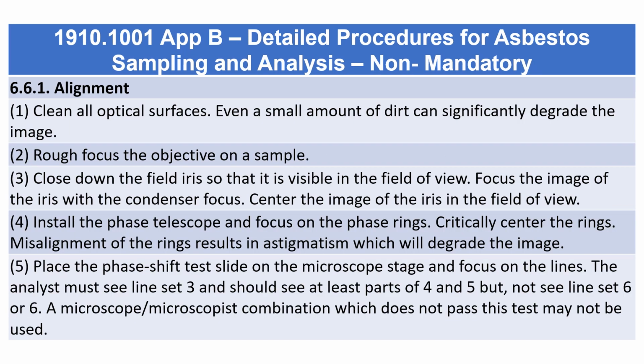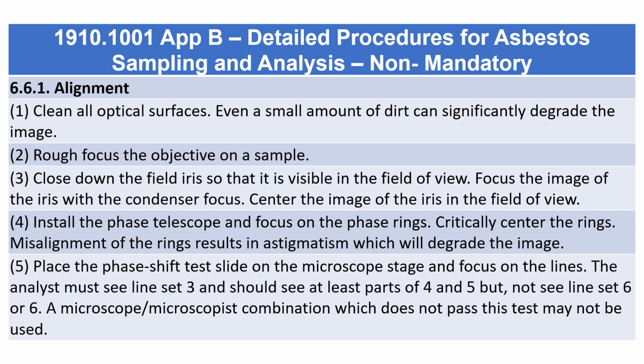6.6.1. Alignment. 1. Clean all optical surfaces. Even a small amount of dirt can significantly degrade the image. 2. Rough focus the objective on a sample. 3. Close down the field iris so that it is visible in the field of view. Focus the image of the iris with the condenser focus. Center the image of the iris in the field of view. 4. Install the phase telescope and focus on the phase rings. Critically center the rings. Misalignment of the rings results in astigmatism which will degrade the image.